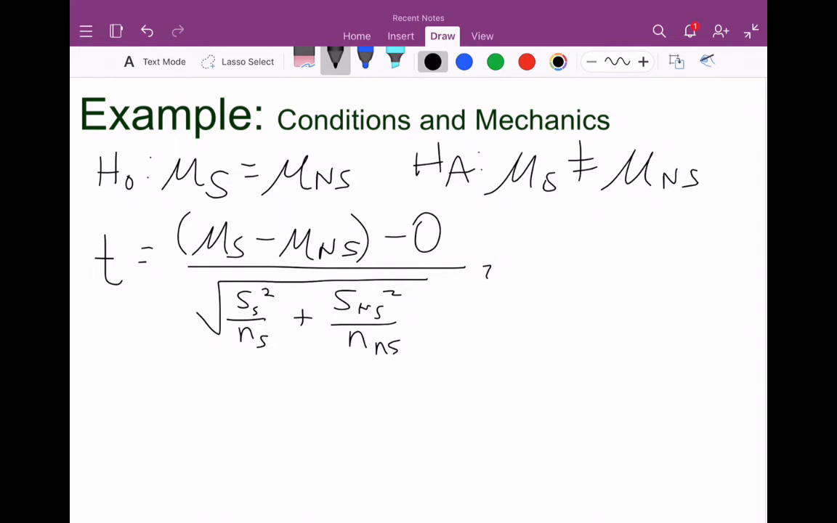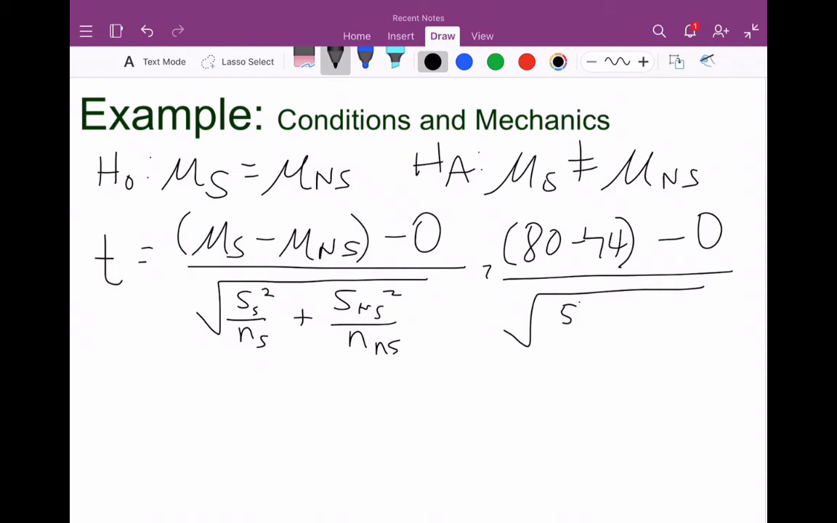So this ends up equaling 80 minus 74 minus 0 all over the square root of 5 squared over 26 plus 6 squared over 32. So then we get a t-score of 4.15. Now that's a pretty high t-score, so it probably indicates that we're going to have a fairly low p-value. But we have to go ahead and calculate the p-value as well.